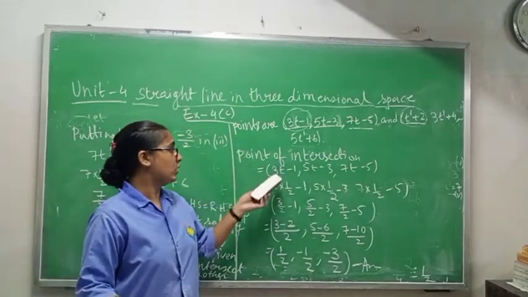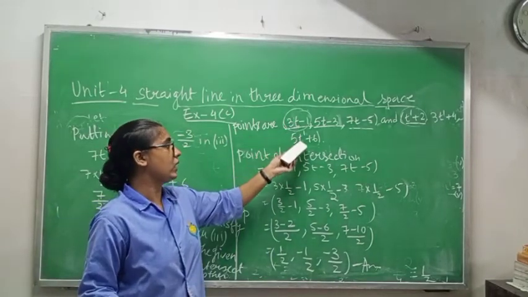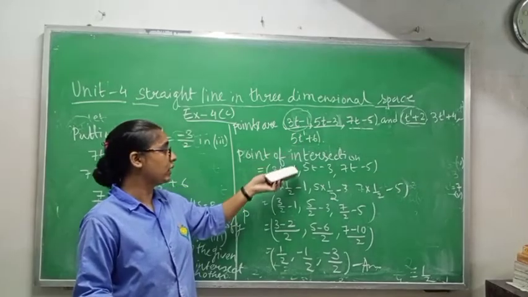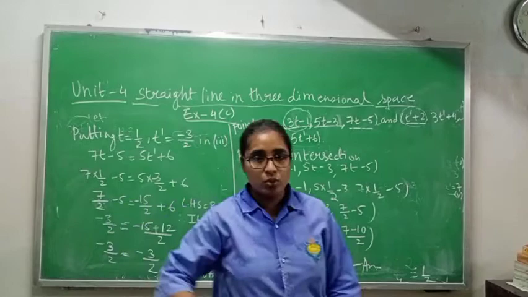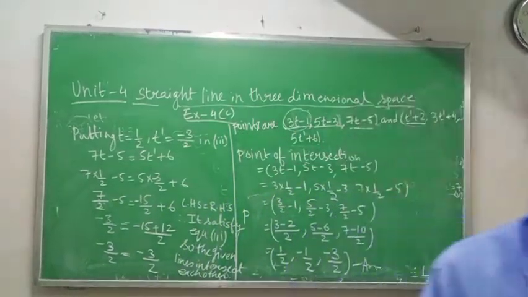For the point of intersection, you can take this one also and this one also. It's up to you. I am taking the first one and putting the t value. I am getting the intersection point. Okay, complete this one.